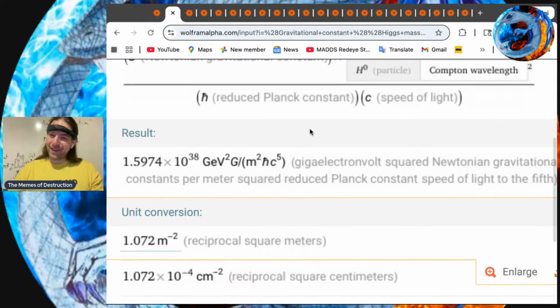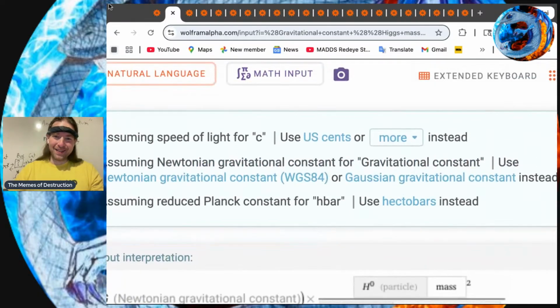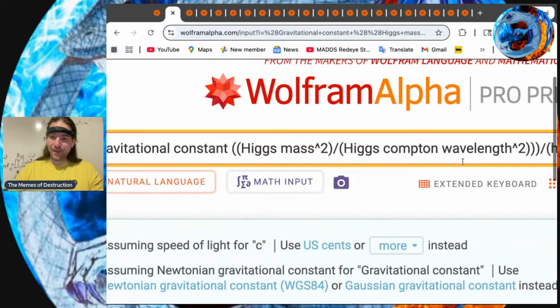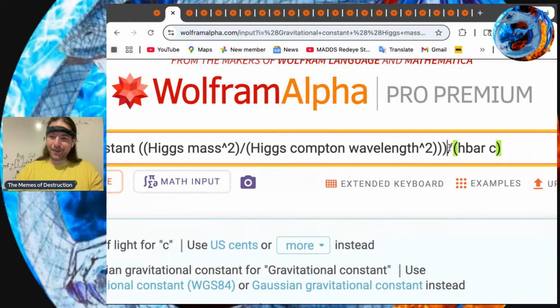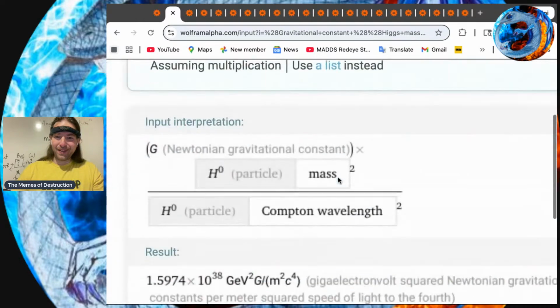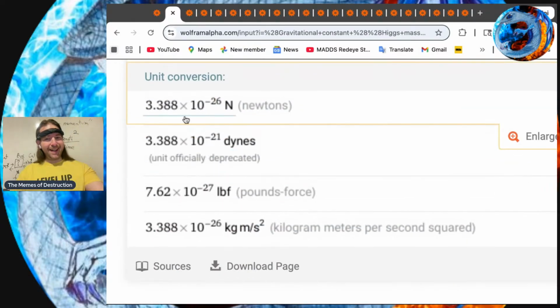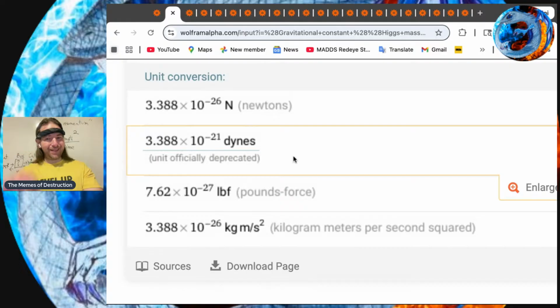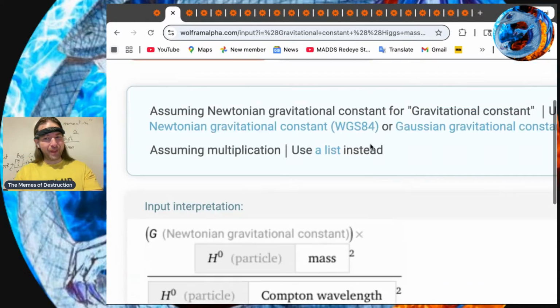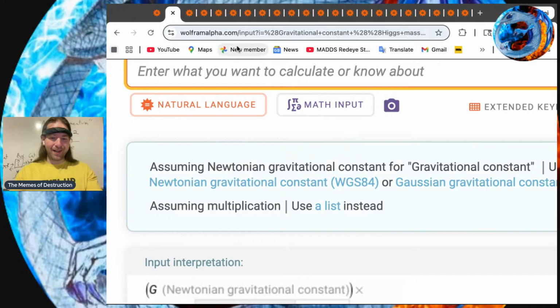All right, so why is it 1? If we go back, what does it actually compute? It gives us this number here. It's like 10 to the minus 26 newtons. Newton is the SI unit of force. Okay. Why is it coming out to be 1?